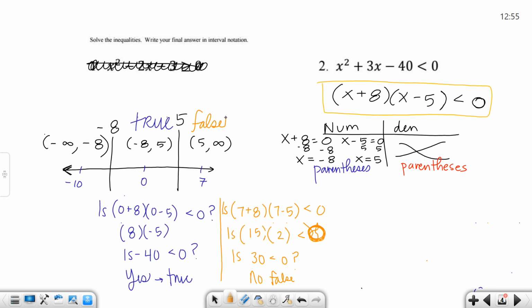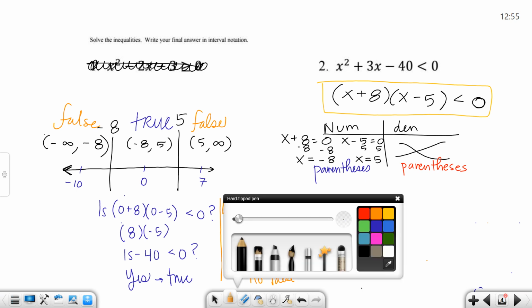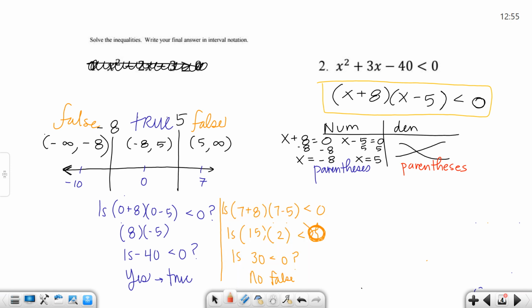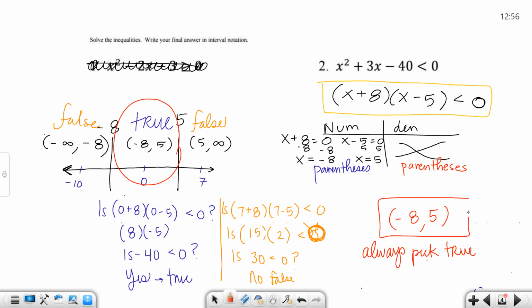Now what you're going to know about these is they're always going to alternate. So if this one is false and the next one's true, then that means this one's also going to be false. It always goes false, true, false, true, false, true, except in future classes, and then you might have some outliers. Now when you get ready to pick your answer, you're always going to pick true. So this one only has one true region, which is negative 8 to 5. Remember, you always pick true. And that's your answer.